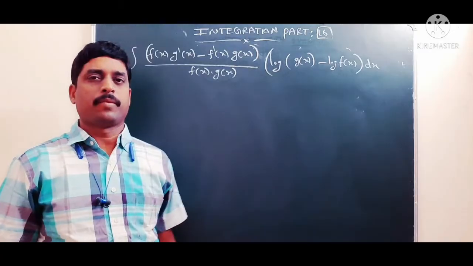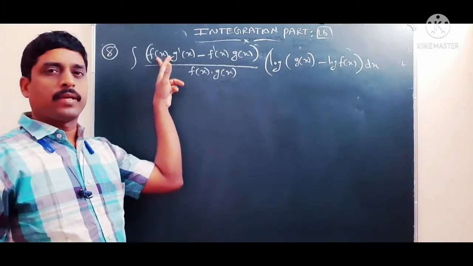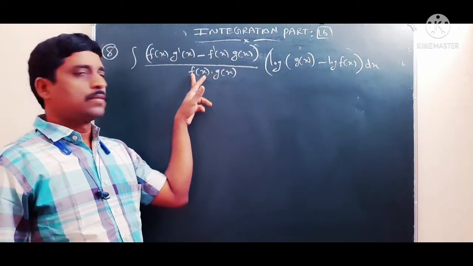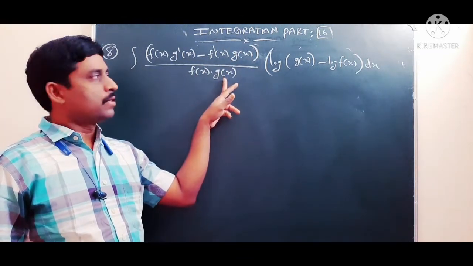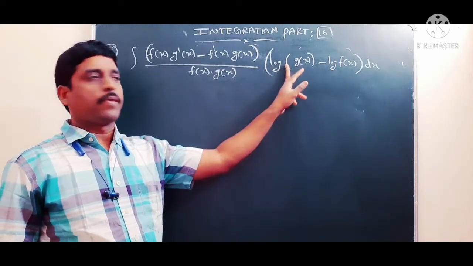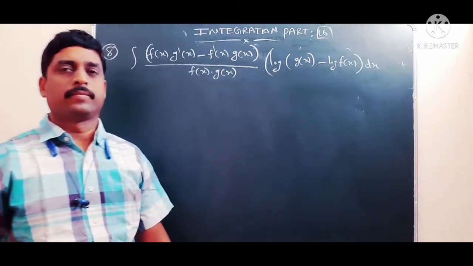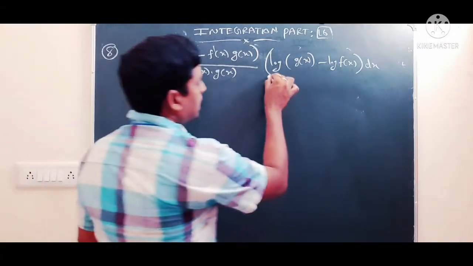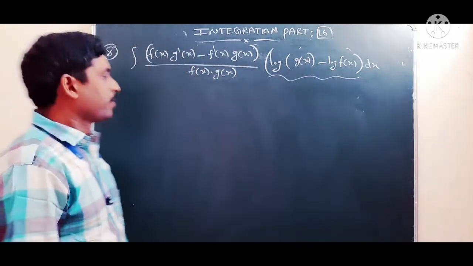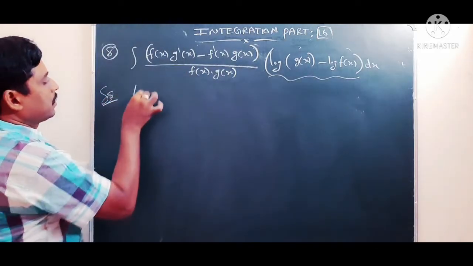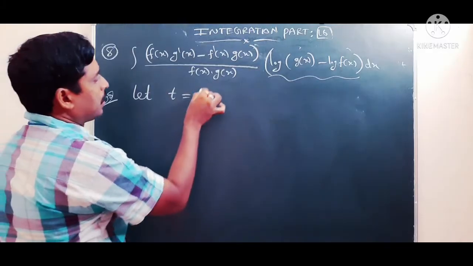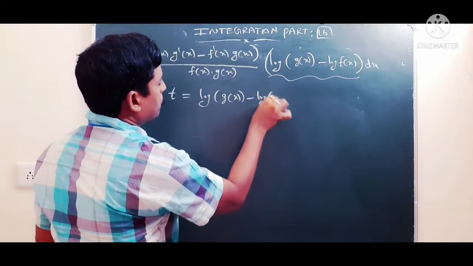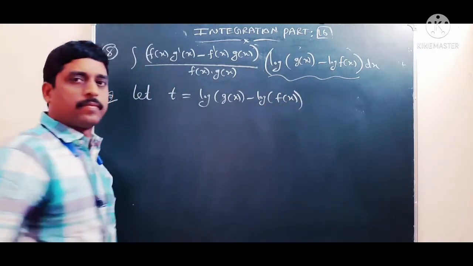Okay, let us go to the next problem. Integral of (f of x g dash x minus f dash x g of x) divided by f of x into g of x into (log of g of x minus log of f of x). How can we solve this problem? This logarithm function, let us take t. So let us take t equal to log of g of x minus log of f of x.